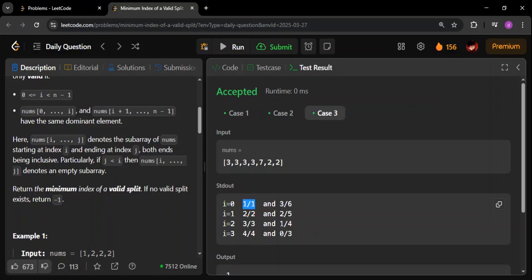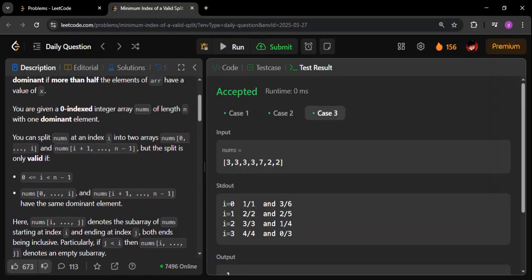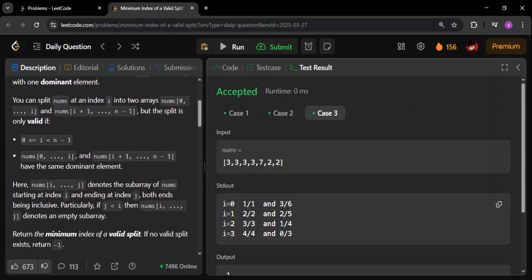Whenever this ratio is greater than, that's what they mentioned, it should be more than half. So if you do this ratio, it should come greater than 0.5, only then it is considered valid. Whenever both the ratios together come more than 0.5, then you can say that index is the answer. Okay, so let us see here.